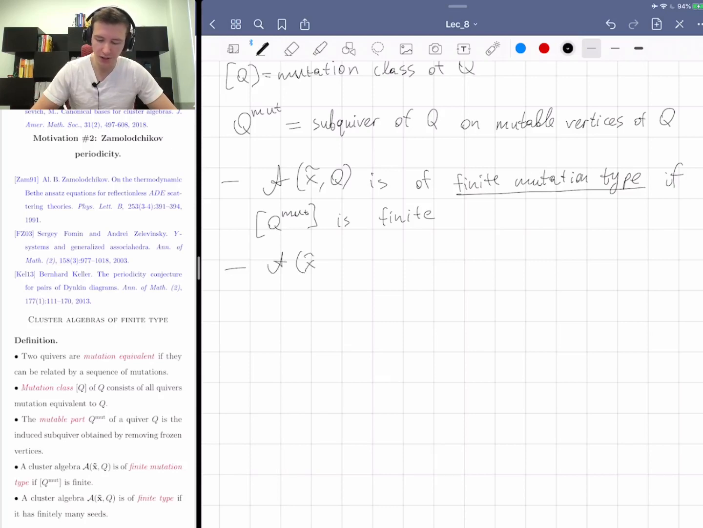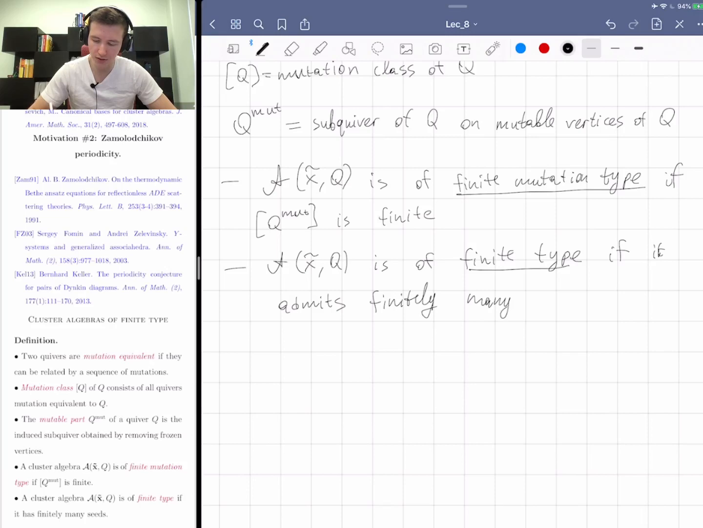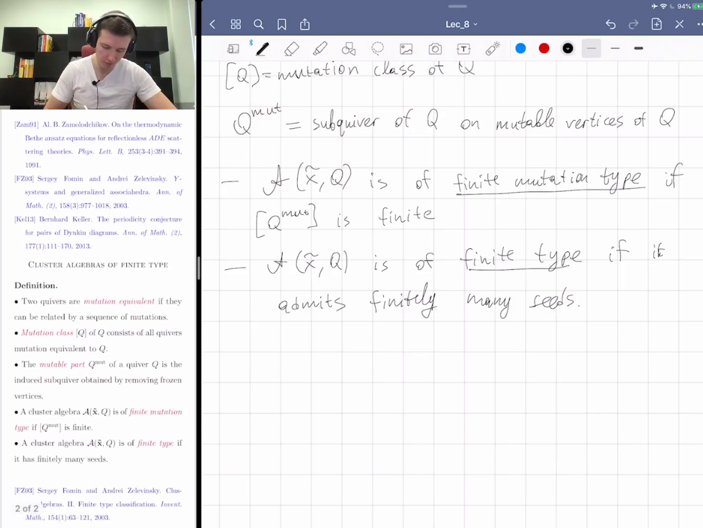The other definition is that the cluster algebra is of finite type if it admits finitely many seeds. And so the basic question is, well, first of all, let me mention this paper. Cluster algebras of finite type have all been completely classified.